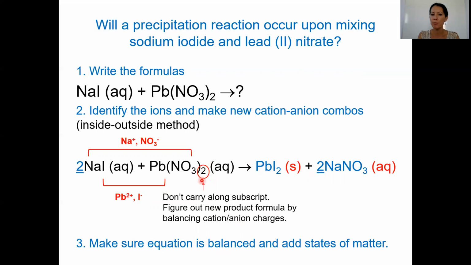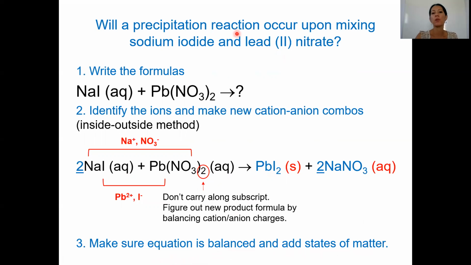We didn't carry the subscript, but there are 2 nitrates on the left, so there better be 2 nitrates on the right. So I put a big coefficient 2, that gives me 2 sodiums. So I put a big coefficient 2 here, that gives me 2 iodides, and that's nice because I did have 2 iodides on the right. So you make sure the equation is balanced. Sometimes it already is, and you don't have to do extra work. And don't forget to add states of matter.